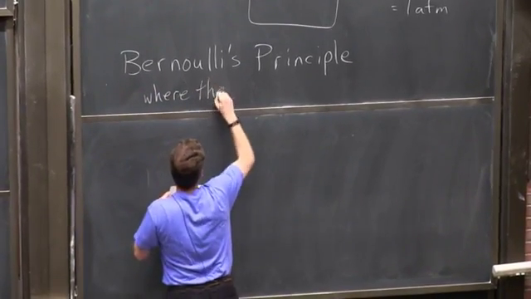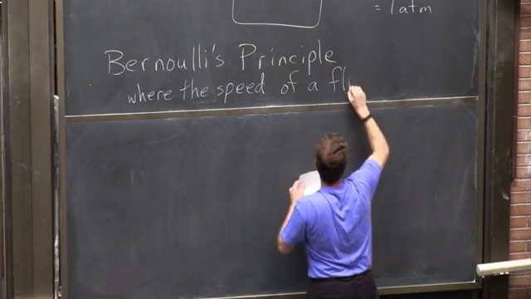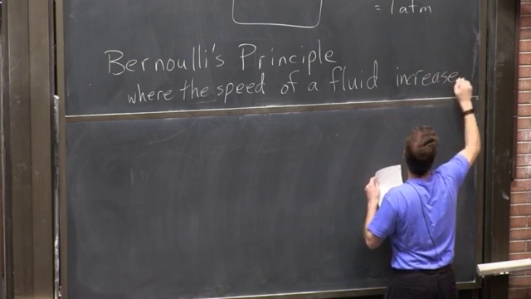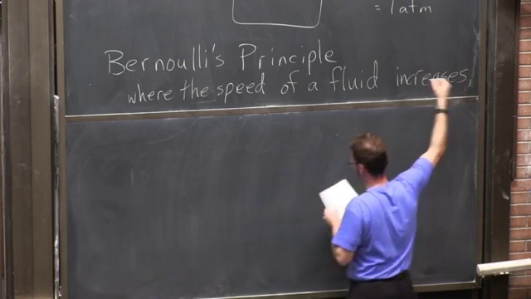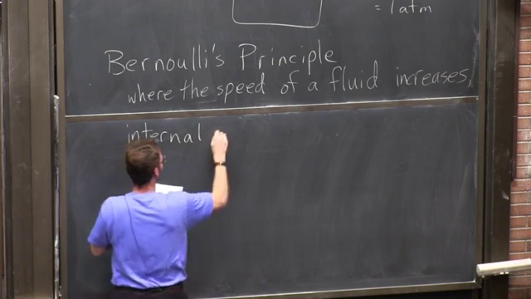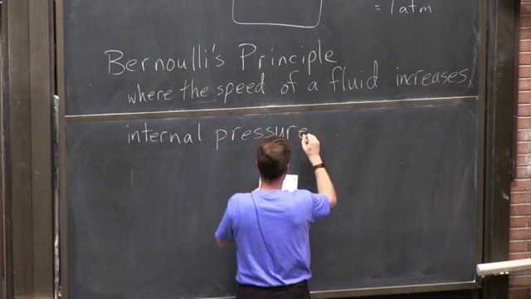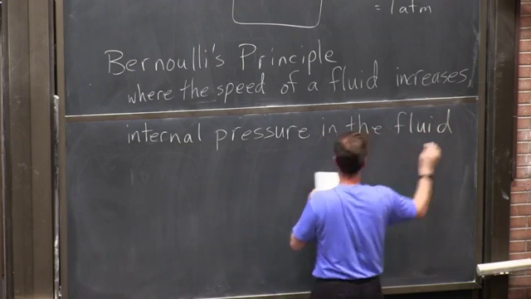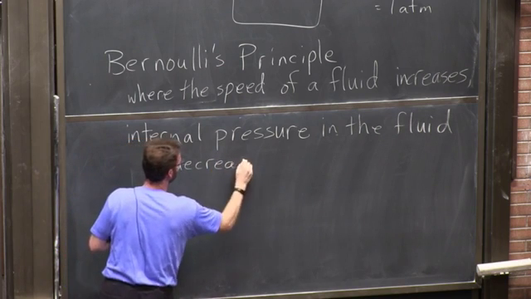Where the speed, this is in your book, of a fluid, so it can be a liquid or a gas, increases. So if there's a change in the speed, if it's going fast somewhere, the internal pressure, so not the pressure around the fluid, but inside the fluid, changes. And if we're increasing the speed, then that internal pressure decreases.